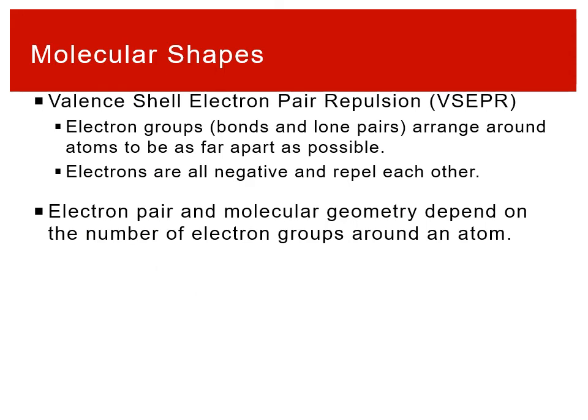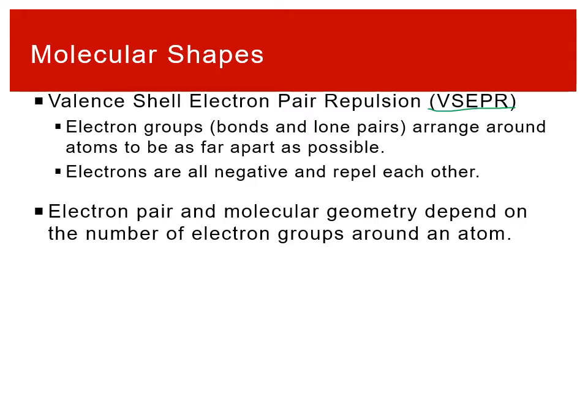So where do these shapes come from? The shapes are described by what's called valence shell electron pair repulsion. It's pronounced Vesper. I know that swaps the E and the S, but we call it Vesper. And the idea of Vesper is that electron groups arrange around atoms to be as far apart as possible.